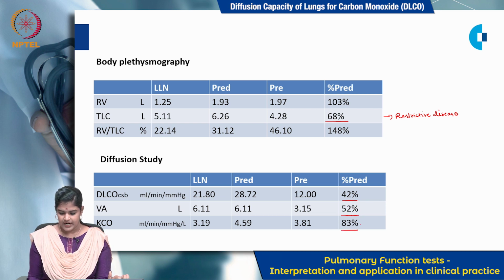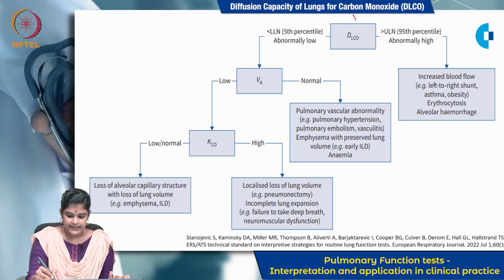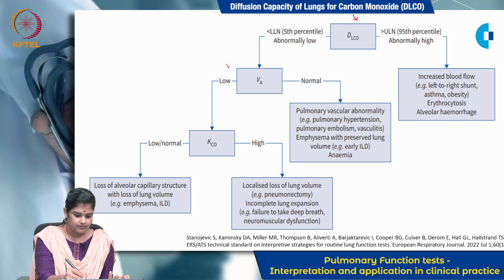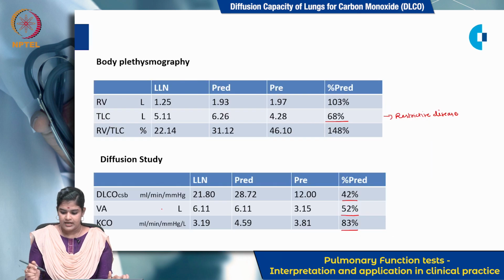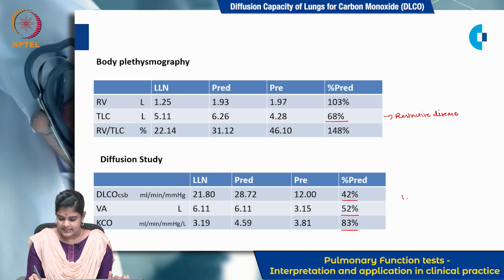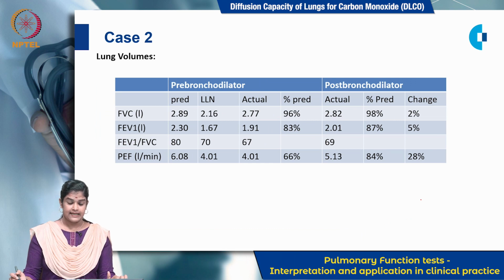Let us take a look at the algorithm. So in this report, DLCO is reduced, VA is reduced. Next we are looking at the KCO. KCO is again fairly normal. So this could be either emphysema or ILD, but in view of a restrictive disease, this is a case of interstitial lung disease. Let us look at the second report.